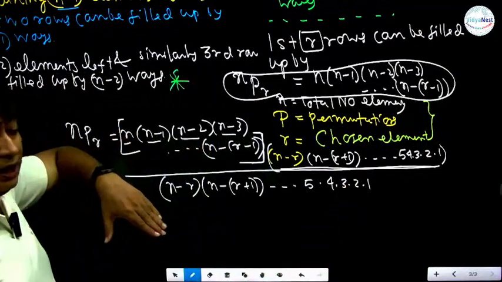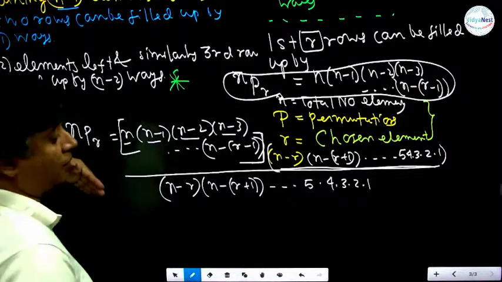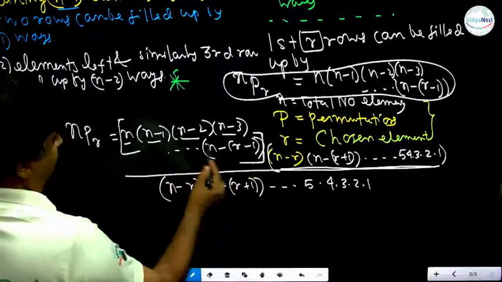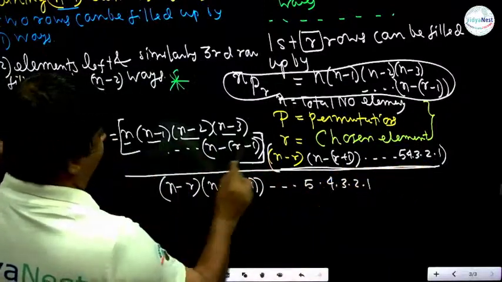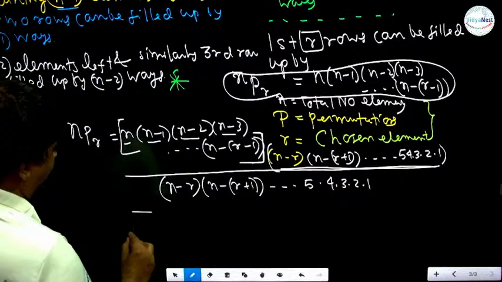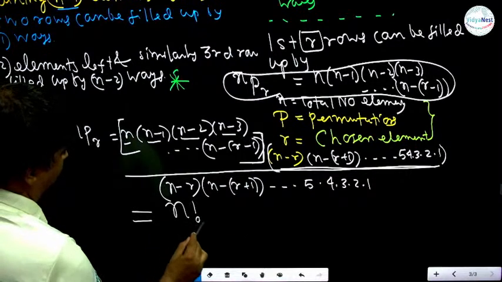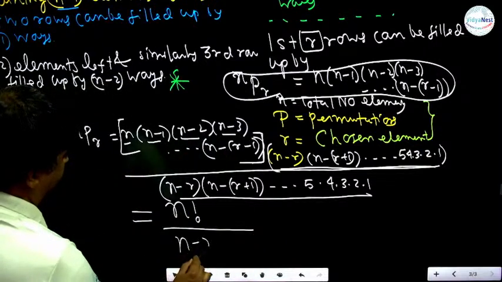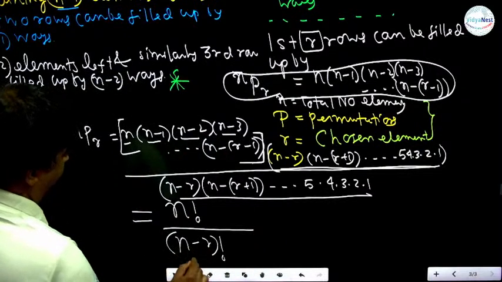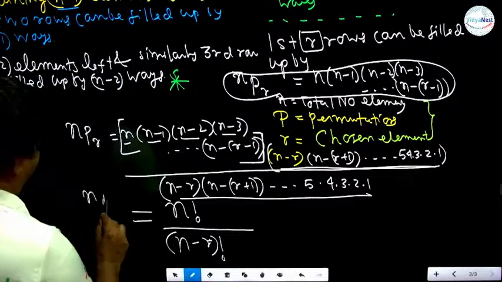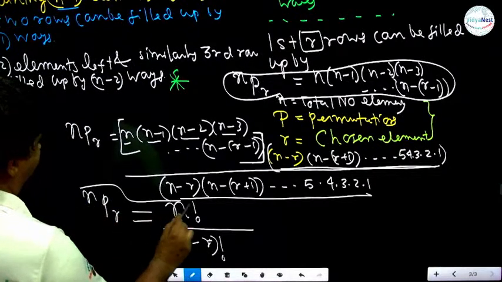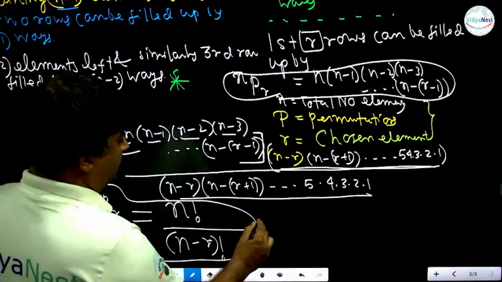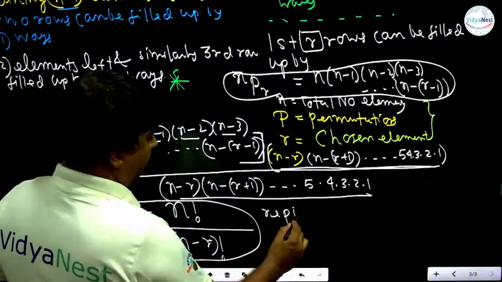So once I am able to do this, what I have got? A continuous product of consecutive factors from 1 to n or n to 1. So that can be written as factorial n. Same will be done in denominator: factorial n minus r, that is nPr. That is the working rule of permutation, where repetition is not allowed.